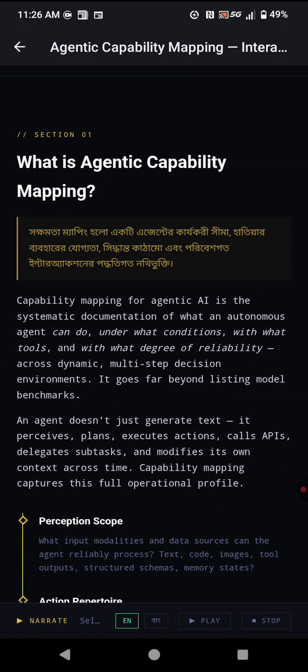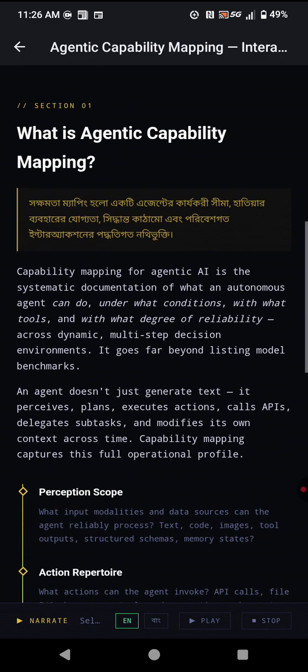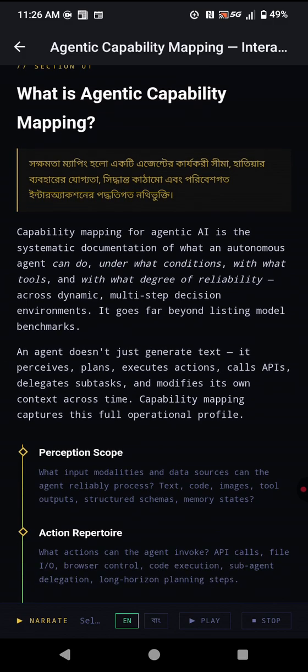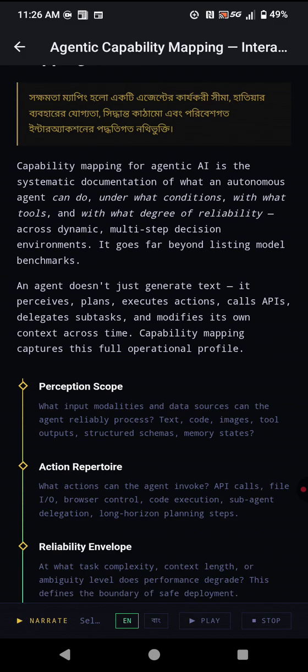So capability mapping for agentic AI is a systematic documentation of what an autonomous agent can do, under what conditions, with what tools, and with what degree of reliability. So across dynamic multi-step decision environments, it goes far beyond listing model benchmarks, of course. An agent does not just generate text; it perceives, plans, executes actions, calls APIs, delegates subtasks, and modifies its own context across time. Capability captures this full operational profile.